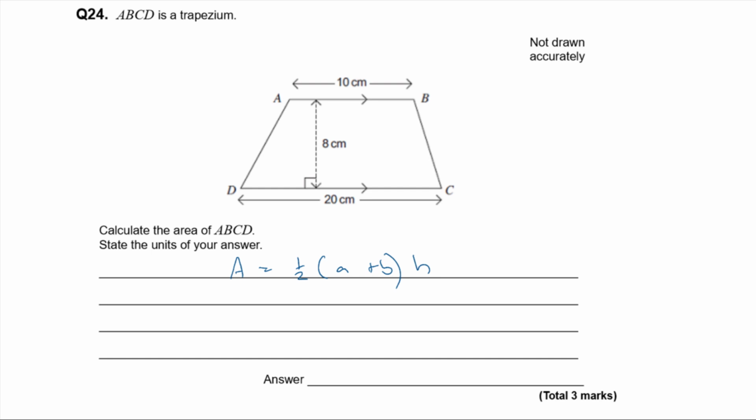So where are the two parallel sides? I've got one here, which is 10, and one here, which is 20. They're the values that go in here. Essentially, you're adding the two parallel sides together and dividing by 2. You're finding the average of those two. So 10 plus 20 is 30, divided by 2 is 15.